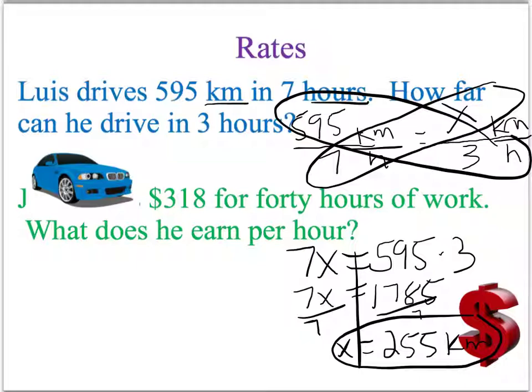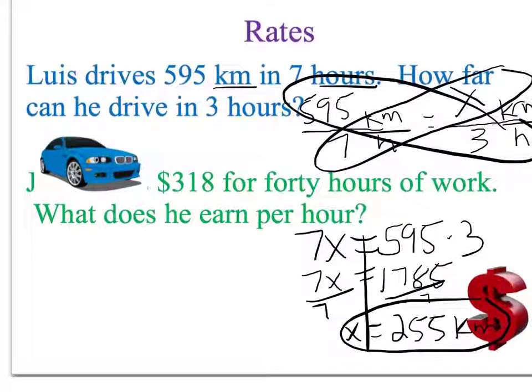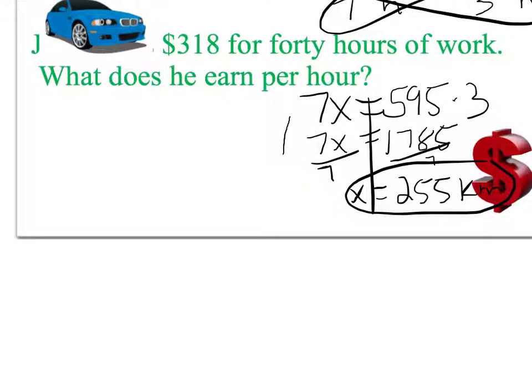All right, I'm going to erase here. Actually, I can't. So let's go ahead and try the next one. I'm going to scroll up a little bit. Okay, so John has 318 hay ice for 40 hours of work. That's how much he makes. What does he earn per hour?